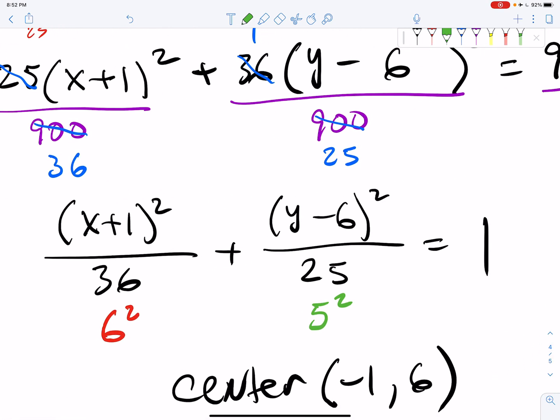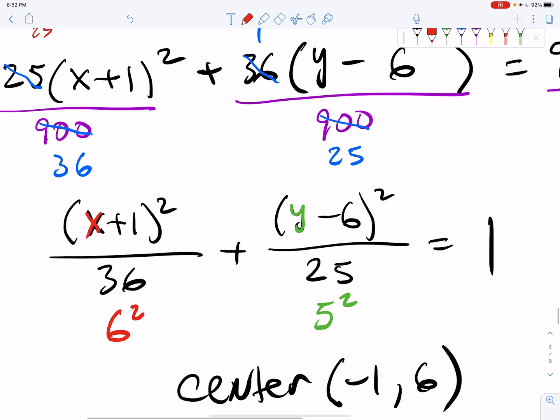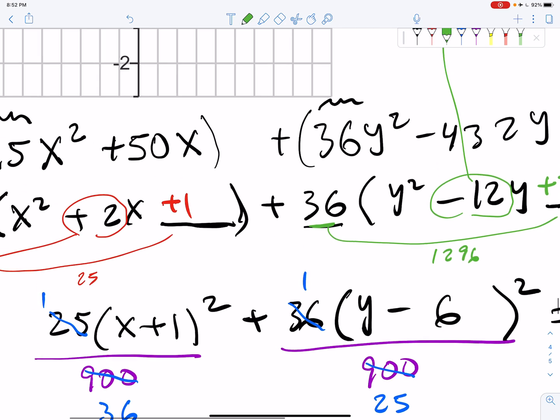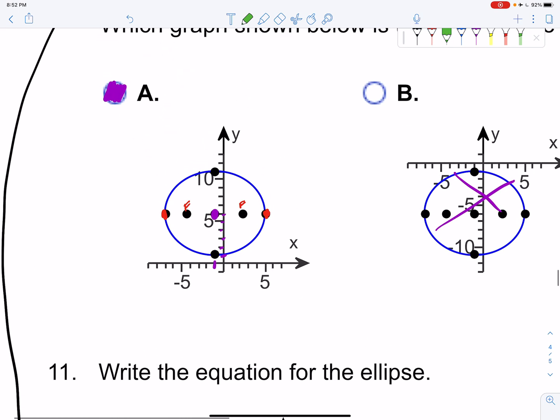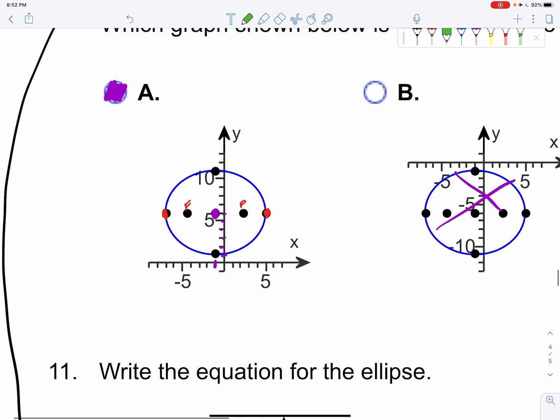How do we know it's up and down? Well, because the y value is right above it, and y is vertical. How do you know the red was left and right? Well, because x's are left and right. So we know from the center we go up 5, down 5. From the center we go down 1, 2, 3, 4, 5. There we go. And from the center we go up 1, 2, 3, 4, 5. There we go. That is definitely the graph.